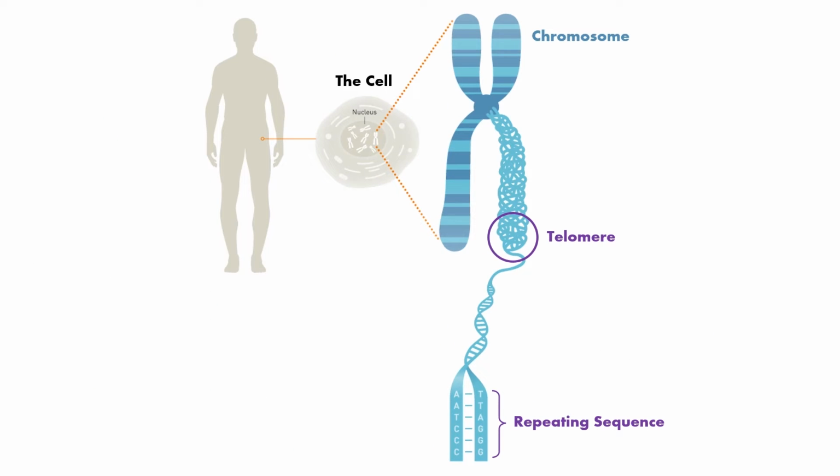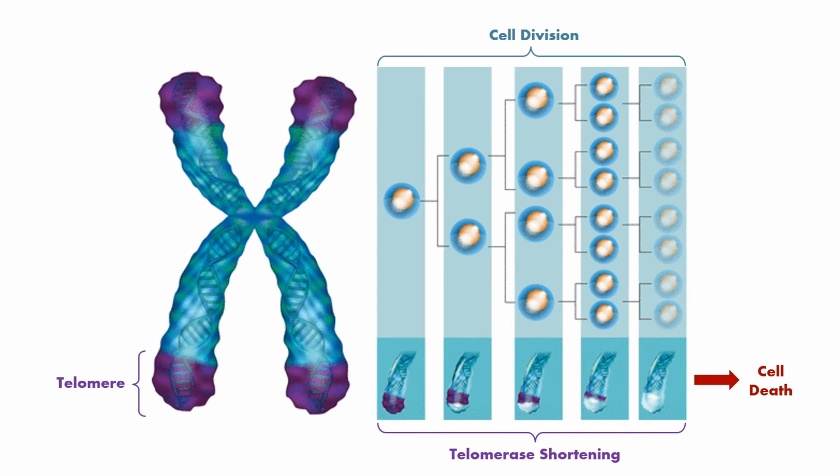Telomeres are caps at the ends of chromosomes that protect the DNA from damage, which are made of repeating non-coding DNA sequences. As cells divide, the telomeres shorten after every division, but once the telomeres reach a critically short length, it signals for cell death.